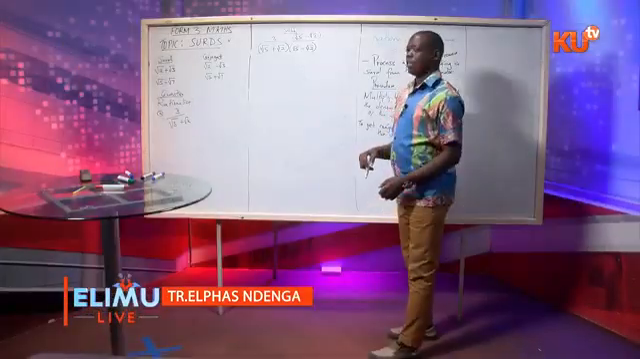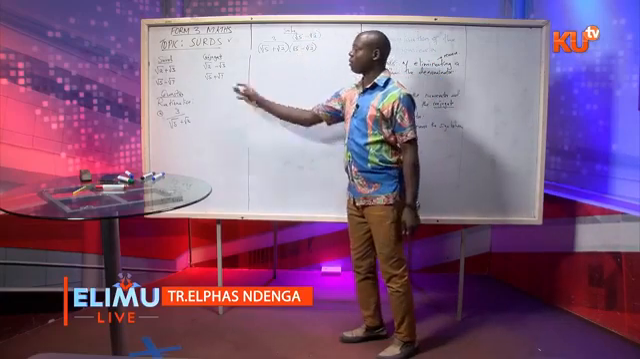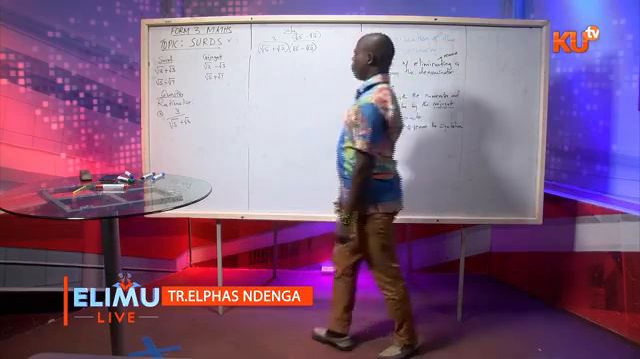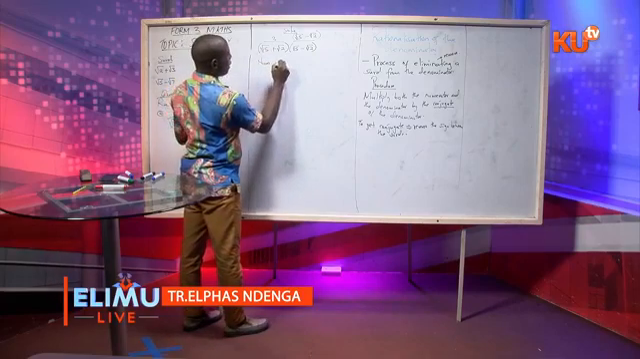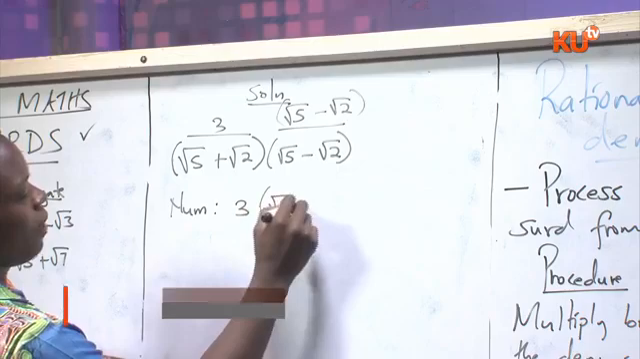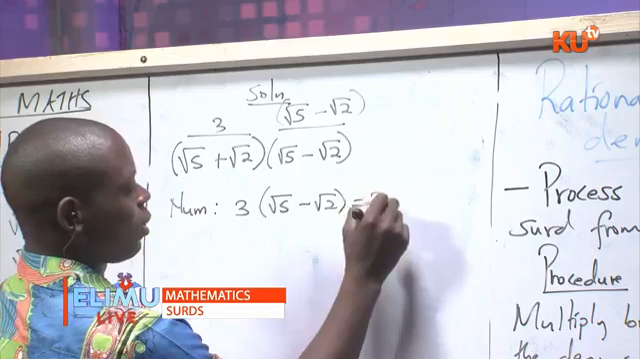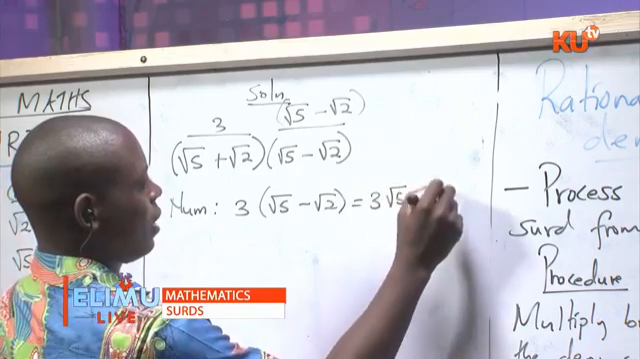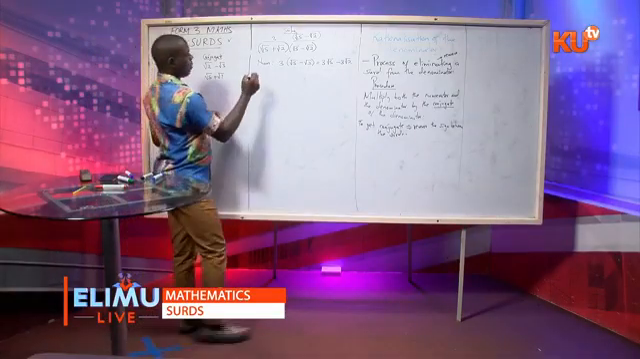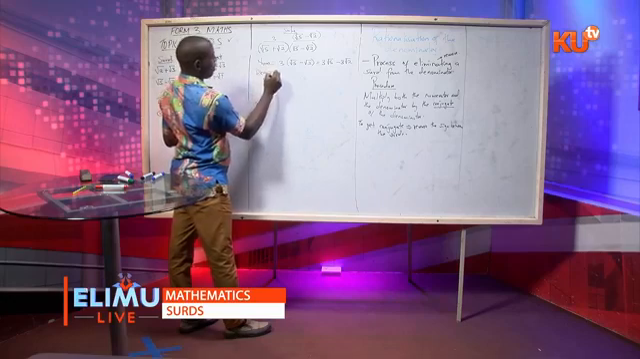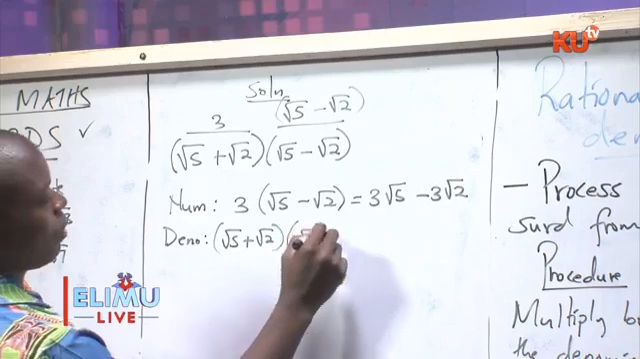And at that point, do not be a victim of cancelling here. Because if you cancel, you will go back to the question. So ensure you work out the numerator and the denominator differently. So we have the numerator is 3 into root 5 less root 2. This one will be 3 root 5 less 3 root 2. Our denominator will now be root 5 plus root 2, root 5 less root 2.